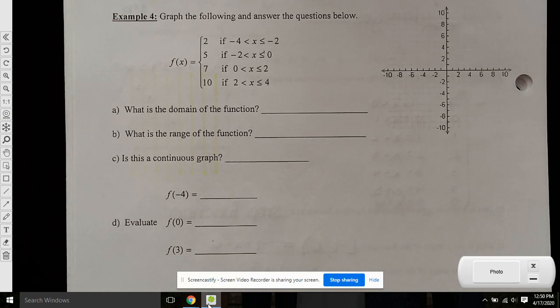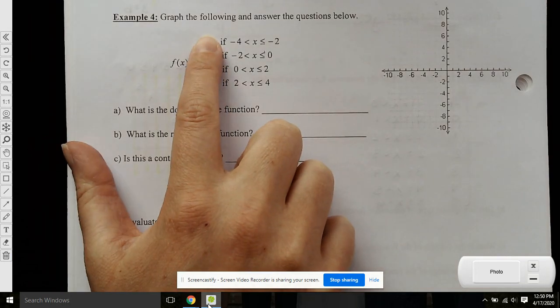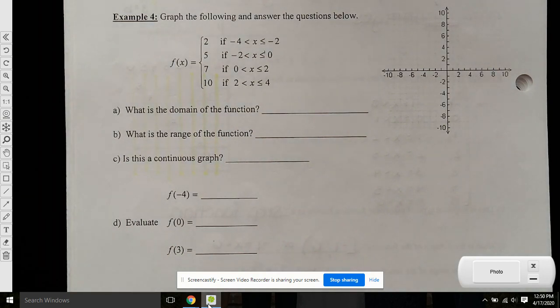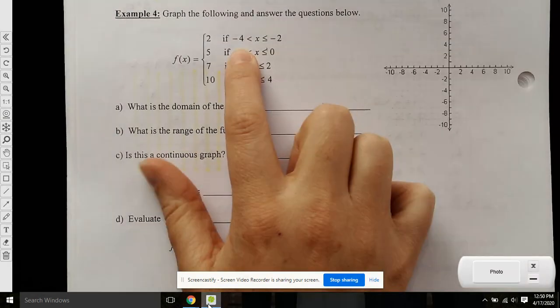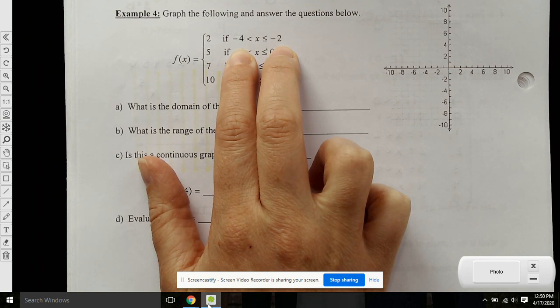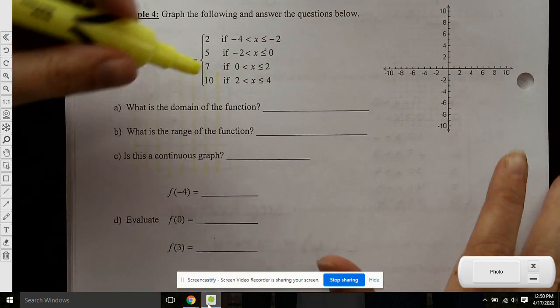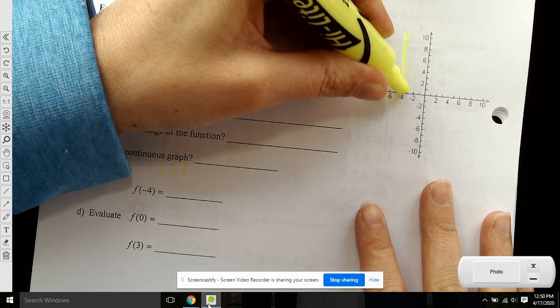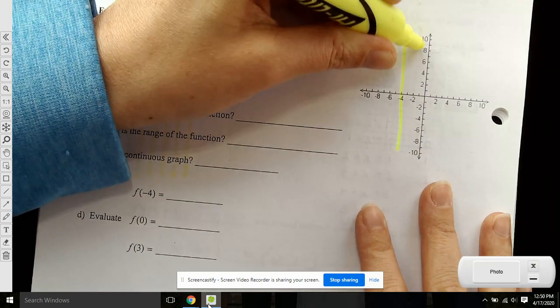All right, so in example 4, we are going to graph a piecewise function, and there are clearly 4 parts. So again, the first thing I'm going to do is highlight my boundaries and where the functions switch over. What I notice here is the first section goes from -4 to -2. It does not just go to an end, it is strictly between -4 and -2.